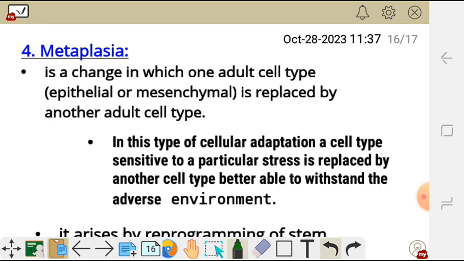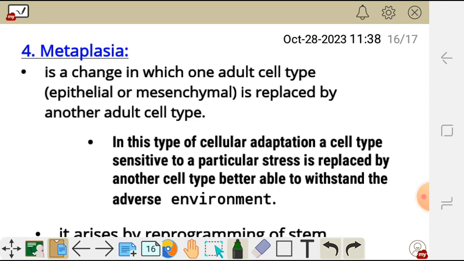So metaplasia is simply a change in which one adult cell type, which can be epithelial or mesenchymal cells, is replaced by another adult cell type. So we have a cell type which is being replaced by another adult cell type here.